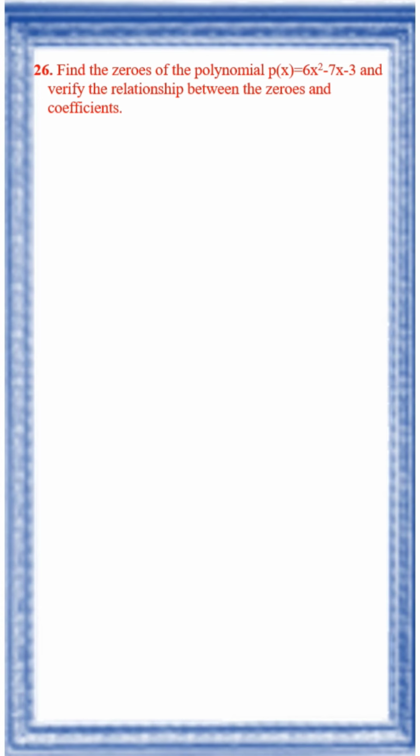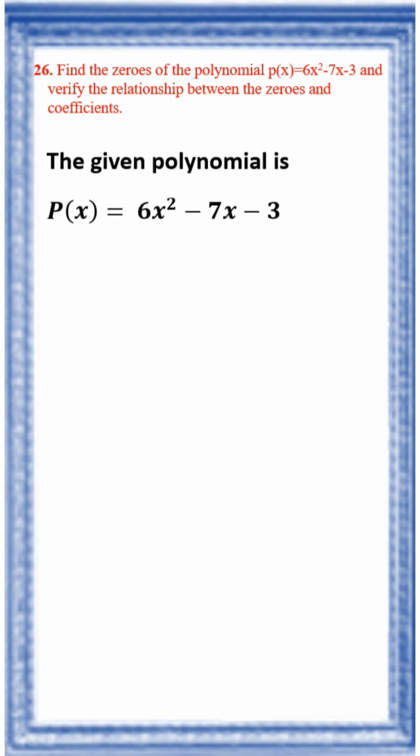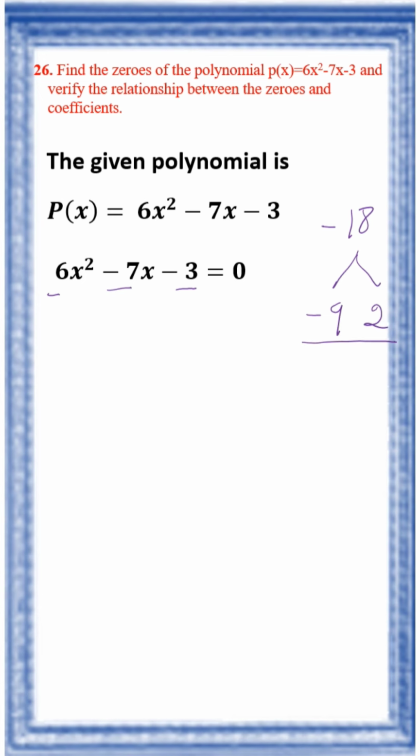Find the zeros of the polynomial p of x is equal to 6x square minus 7x minus 3 and verify the relationship between the zeros and the coefficients. The given polynomial is p of x is equal to 6x square minus 7x minus 3. Now let us solve it by splitting the middle term and equating it to 0. 6 into negative of 3, it is negative of 18. Negative of 9 into 2, you'll get negative of 7 here.